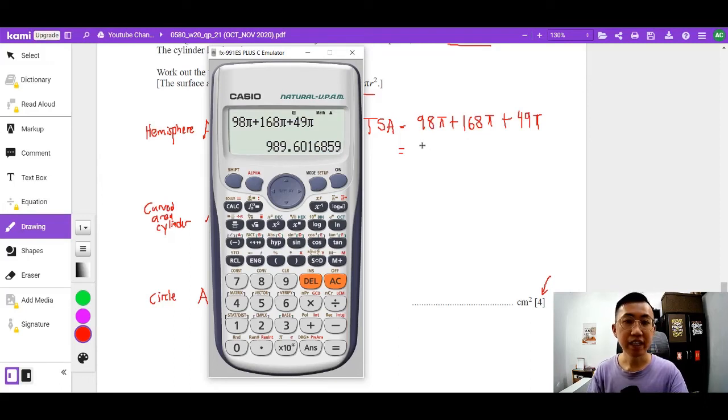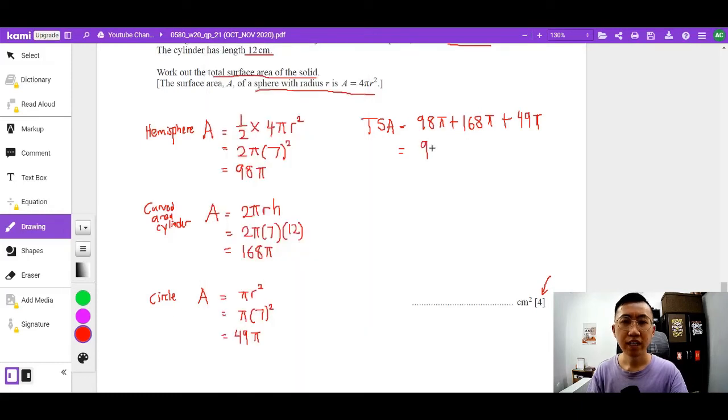Okay, copy 989.602. The unit is centimeter square. Here, IGCSE spoon feeds a little bit, you know, the final unit actually. Alright, so log in this final answer.